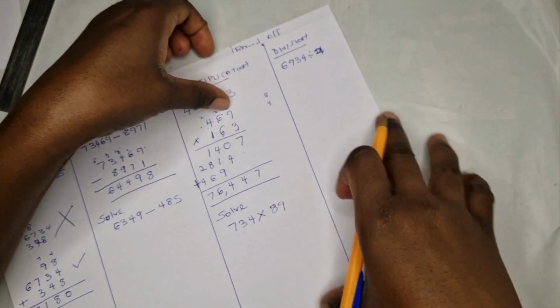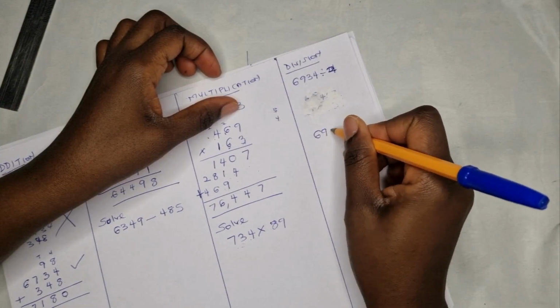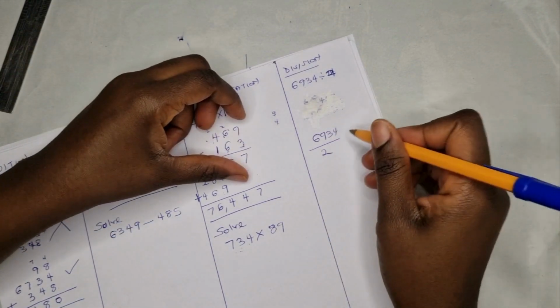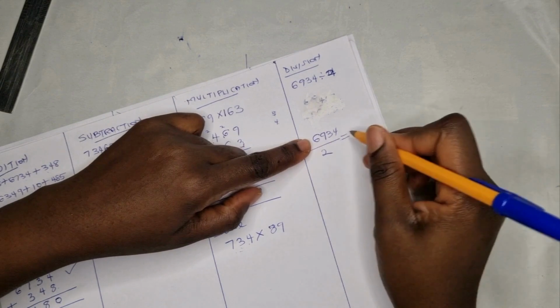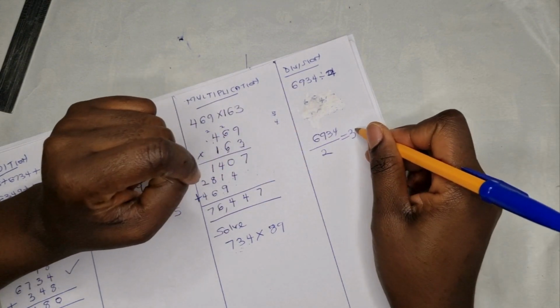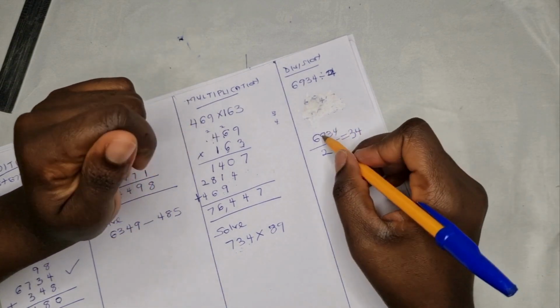Let's first solve a very simple one. 6934 divided by 2. Then we say 2 will go in 6. How many times? We have 3. 2 will go in 9. How many times? We have 4 times. Remainder 1. We put the 1 here.